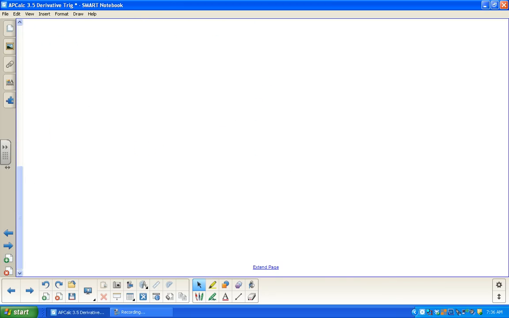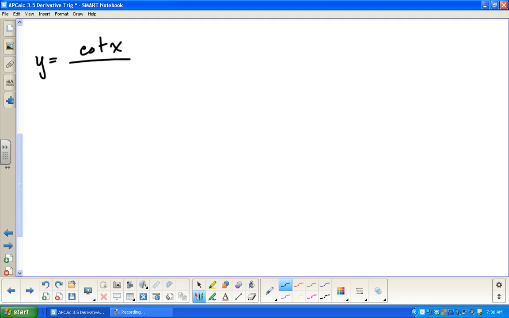Sorry, I don't want to get too far down the page here. Let's do y equals cotangent x over 1 plus cotangent x. Again, these are coming straight out of your book.